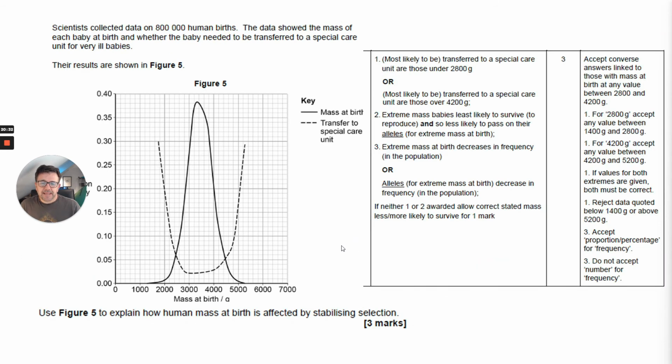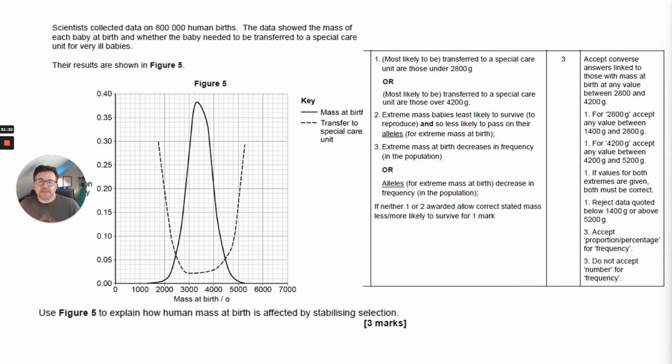Okay, so here is the answer, and you can see there's a large proportion of marks here for just mentioning the data. So for example, it says you're most likely to be transferred to a special care unit for those under 2,800 grams. So you can see that under 2,800, the transfer increases rapidly. Or they'll accept the converse of that: that between 2,800 and 4,200, you're less likely to be transferred. Extreme mass of babies are least likely to survive.